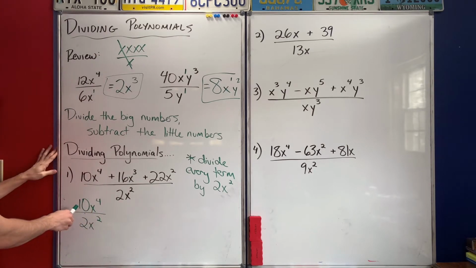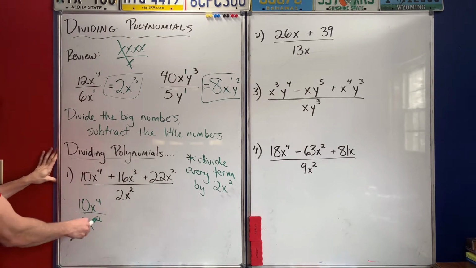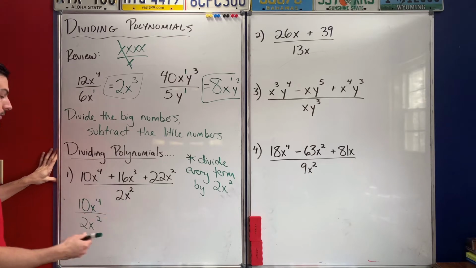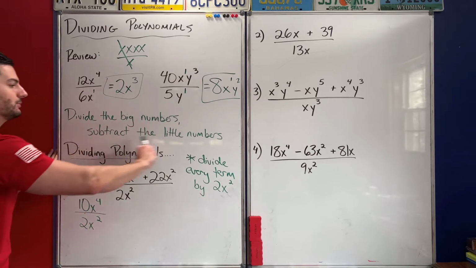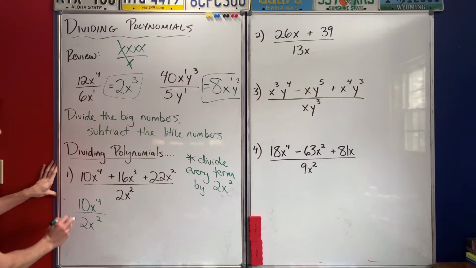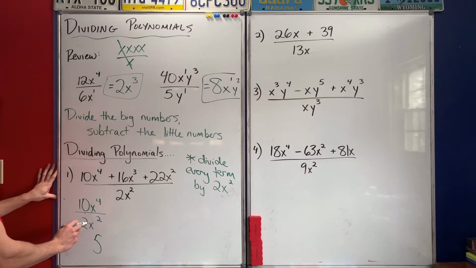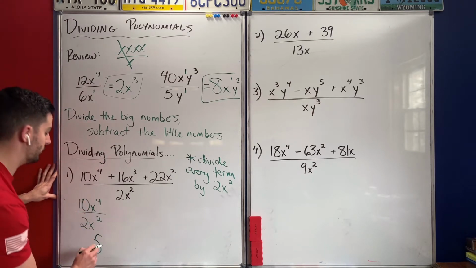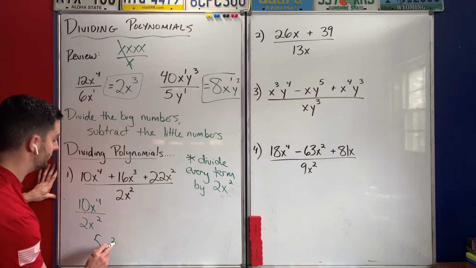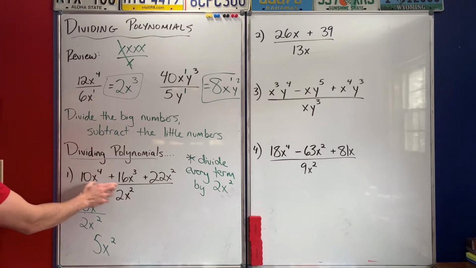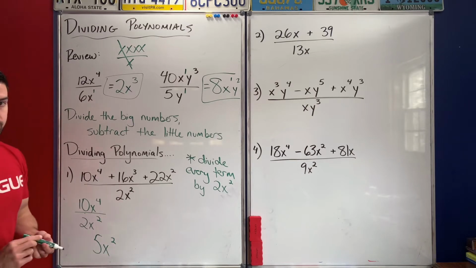So this first one says 10x to the fourth divided by 2x squared. Okay, so I would again follow this rule: divide the big numbers, subtract the little numbers. So 10 divided by 2 is 5. x to the fourth divided by x squared. So subtract the little numbers. 4 minus 2 is 2. So when I divide this first term by 2x squared, I get 5x squared.